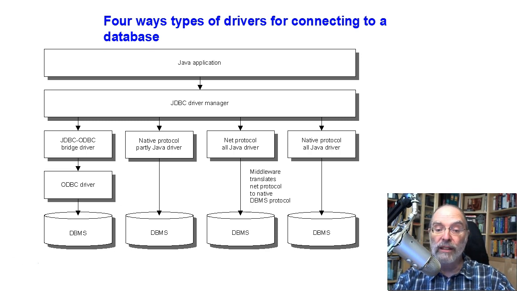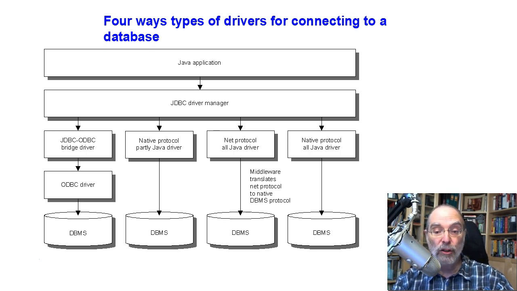The next protocol, the Net Protocol All Java driver, well, this tells us it's all Java, and that's significant because the first 2 protocols require additional code that's tied to a particular operating system. So you cannot use a Native Protocol Partly Java driver on different platforms. You could not use the same driver on Windows and on a Mac, even if they were talking to the same database. Net Protocol All Java, on the other hand, implies that we can use this driver on any system, our famous write once, run anywhere.